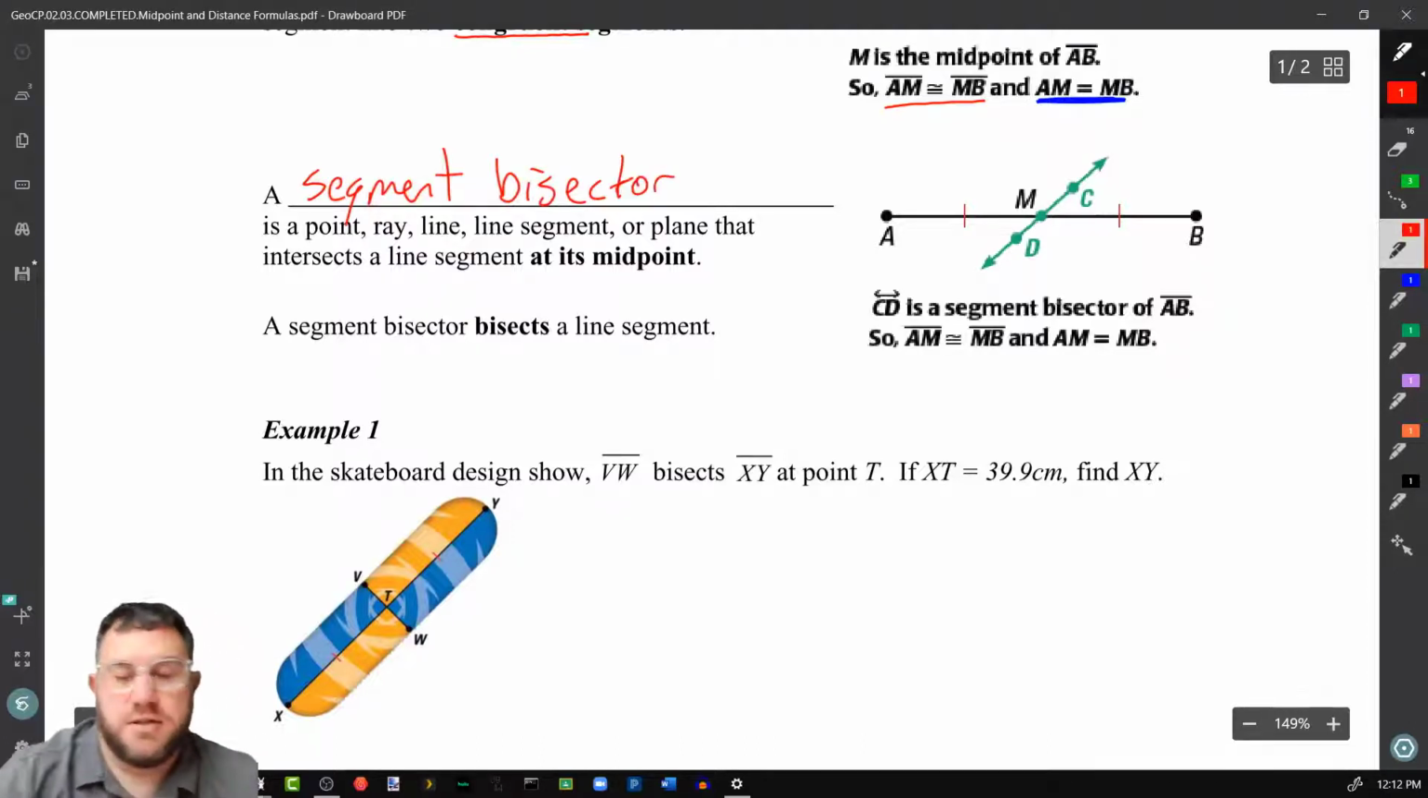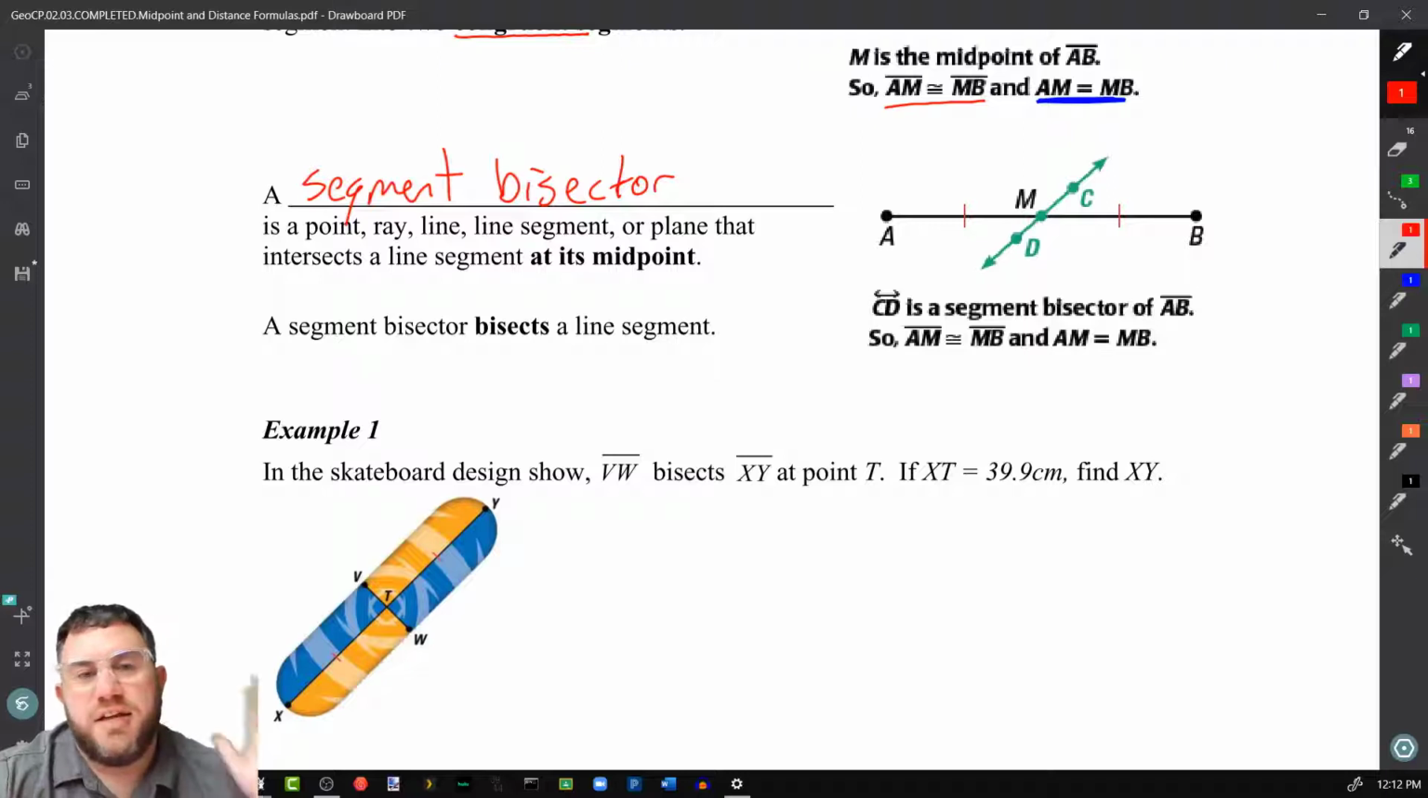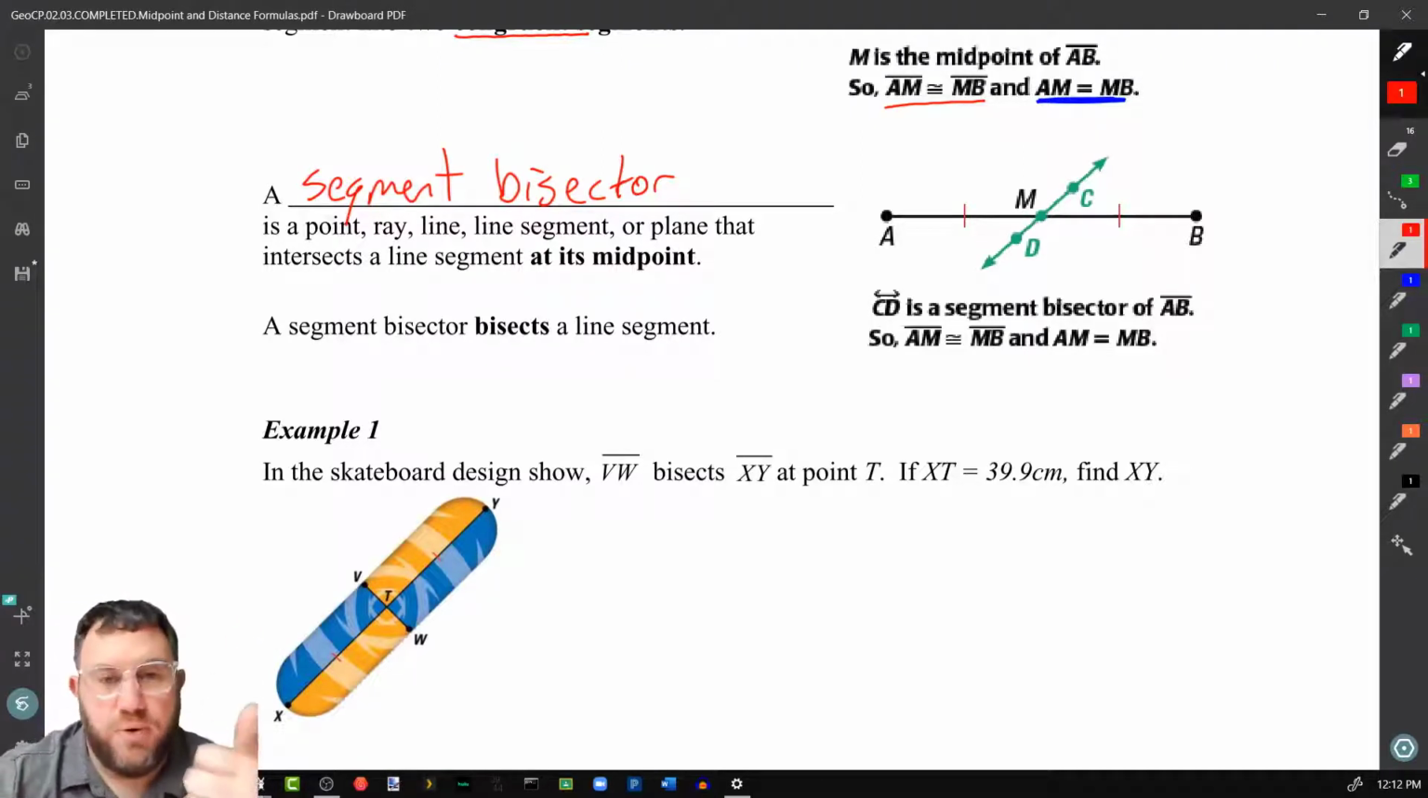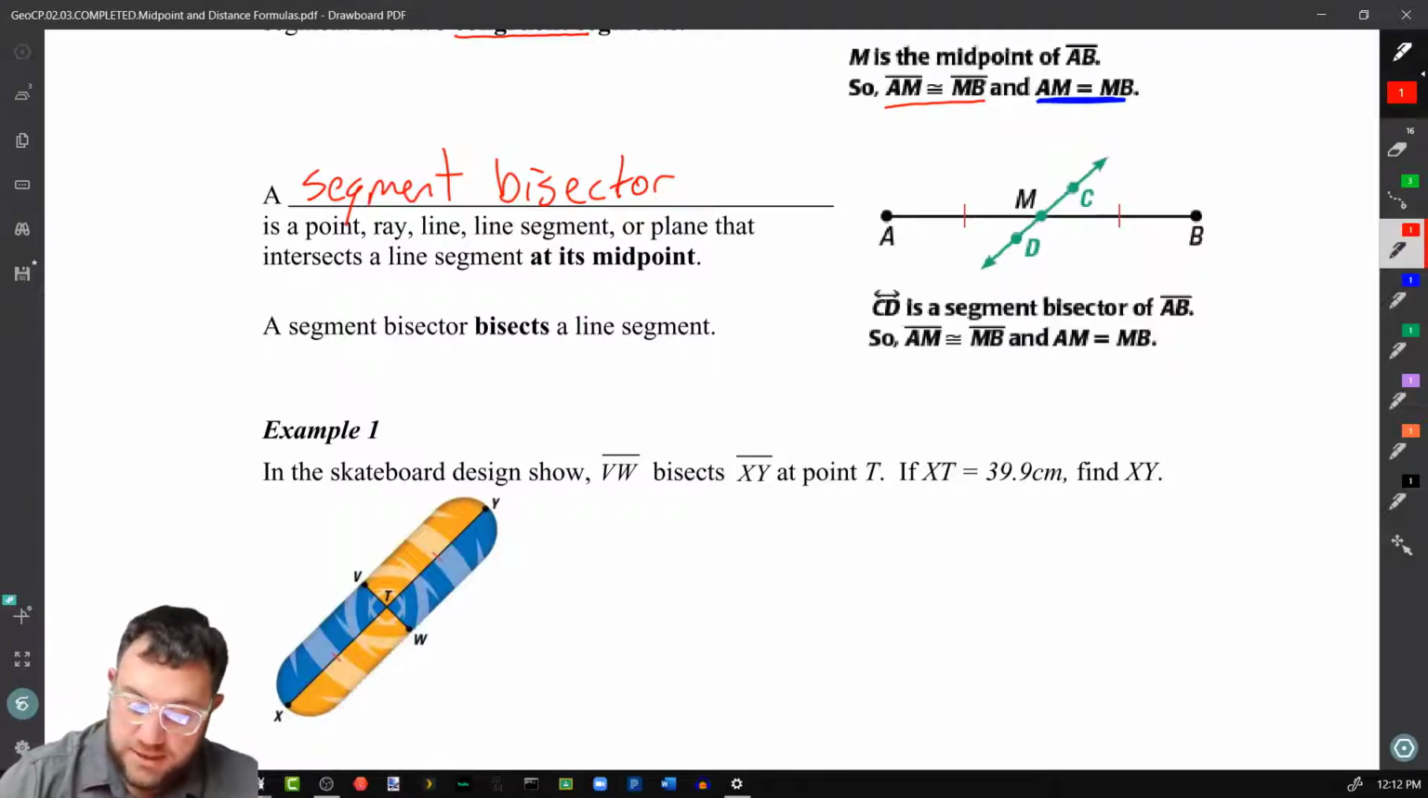A segment bisector, that's the other big vocabulary word we have today. A segment bisector is anything that goes through that midpoint. So it's a point. It could be the midpoint itself. It could be another line segment. It could be a ray. It could be a line. It could be a plane. So any of those things could be a segment bisector, and that just means it goes through the midpoint. So if you know something's a bisector, you know that it also splits the segment into two congruent pieces.